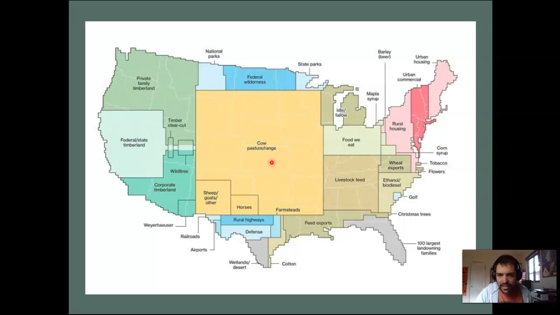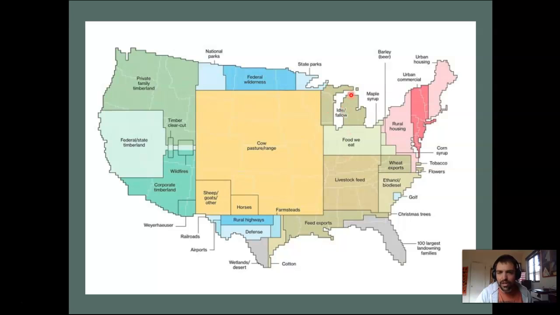So you can see cow and pasture range is a huge amount of the land use in the US. There's federal wilderness, and here even livestock feed. Look how much of our land goes to cow and pasture and livestock feed. It's crazy. And then the food we eat is only this much of the country. That's how much land goes into that. And that much of it is corn syrup. And a lot of it's barley for beer.